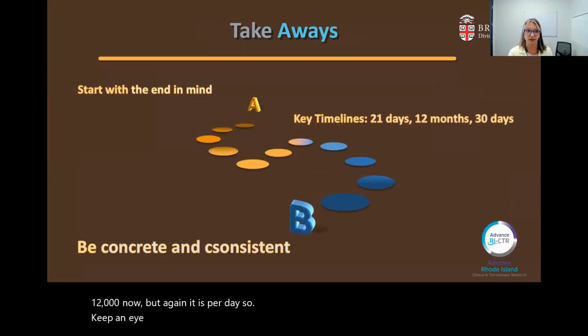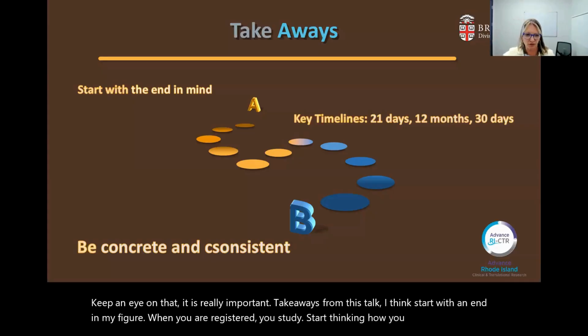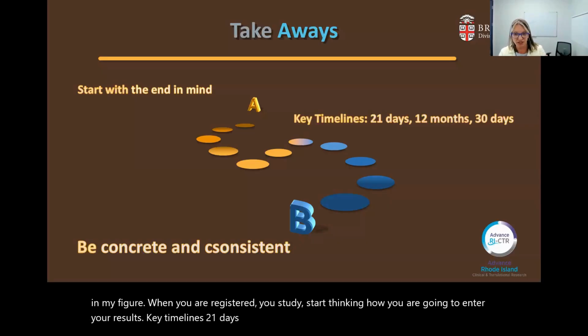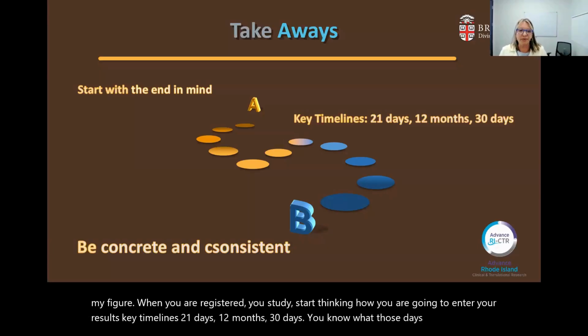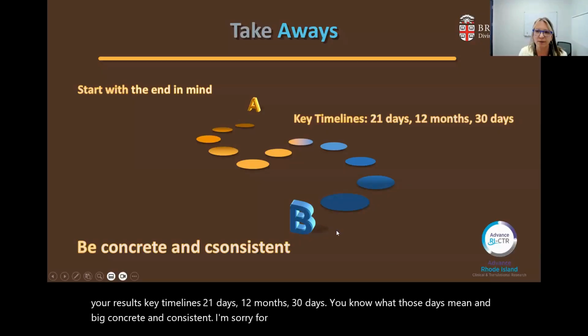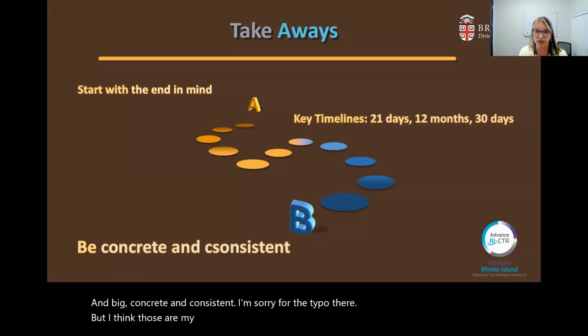It is really important. Takeaways from this talk, I think: start with the end in mind. When you are registering your study, start thinking about how you're going to enter your results. Key timelines: 21 days, 12 months, 30 days. You know what those days mean. And be concrete and consistent. I'm sorry for the typo there. But I think those are my main takeaways today.